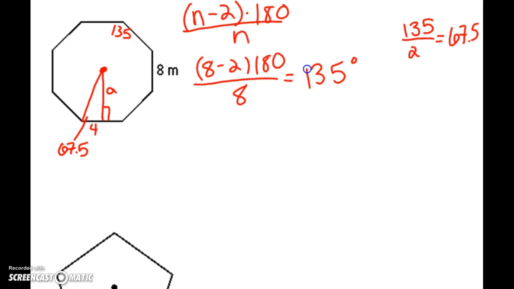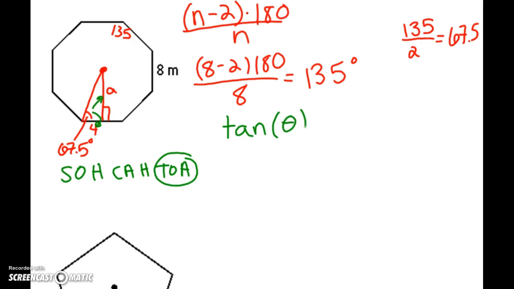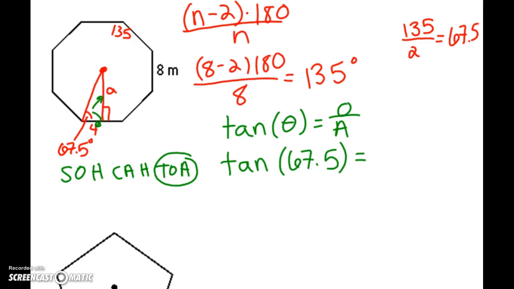Based on this angle, I have an opposite and an adjacent side. So if I remember from SOHCAHTOA, if I need an O and an A, I'm going to use tangent, because tangent of theta equals opposite over adjacent. My theta this time is 67.5. My opposite is A. I don't know the apothem, but I do know that the adjacent side must be 4.